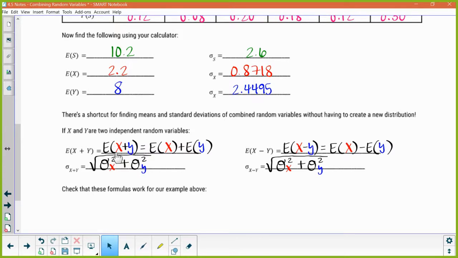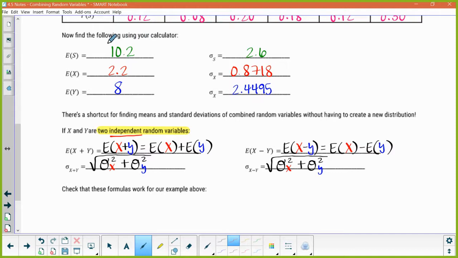If I am adding two data sets, something very important that you have to verify prior to being able to do this is that you have independent random variables, meaning they have no effect on each other. One is not changing because the other did something. They are just separate sets of data entirely. So, with that being checked, if I'm adding X plus Y, all I have to do is add the means, E of X plus E of Y.